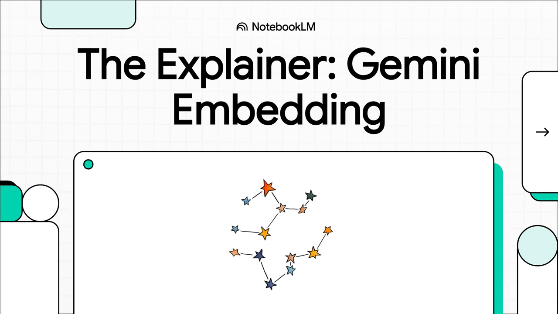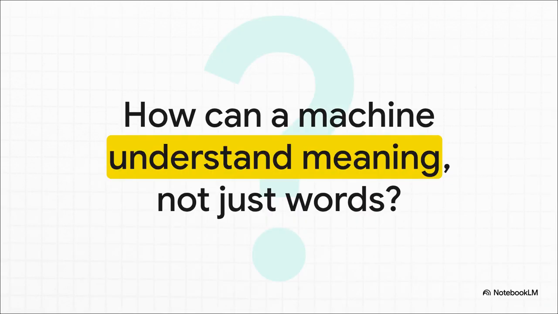Welcome to The Explainer. Today we're breaking down a major leap in how AI understands language, and really all of the world's information. We're talking about Gemini embeddings. Okay, so let's just dive right in with a fundamental question.